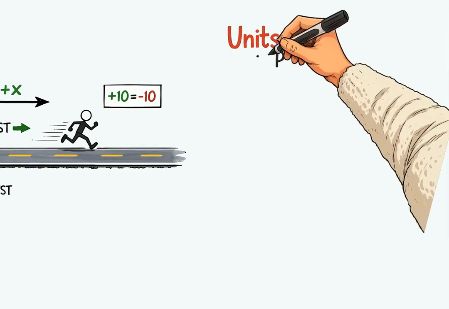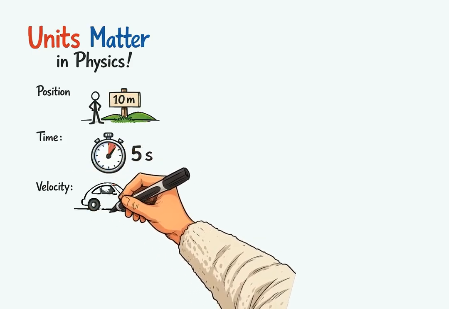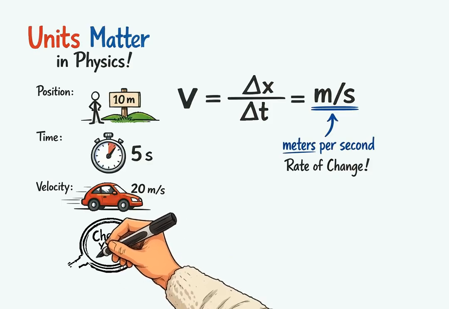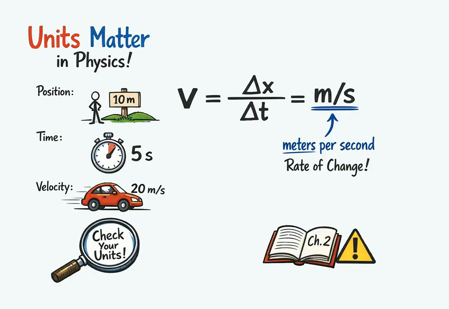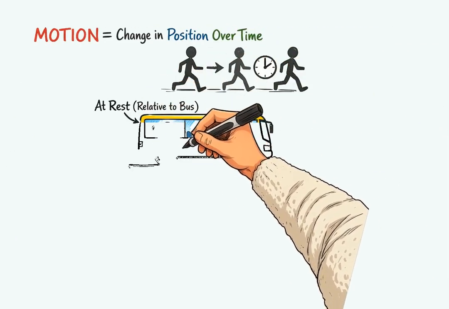Because physics is quantitative, units are part of meaning, not decoration. Position is measured in meters, time in seconds, velocity in meters per second. In an expression like v equals delta x over delta t, the units enforce interpretation. Meters per second is a rate of change of position. Careful unit tracking is also one of your best error-checking tools, which is why it's emphasized early in standard texts, Halliday, Ch. 2.